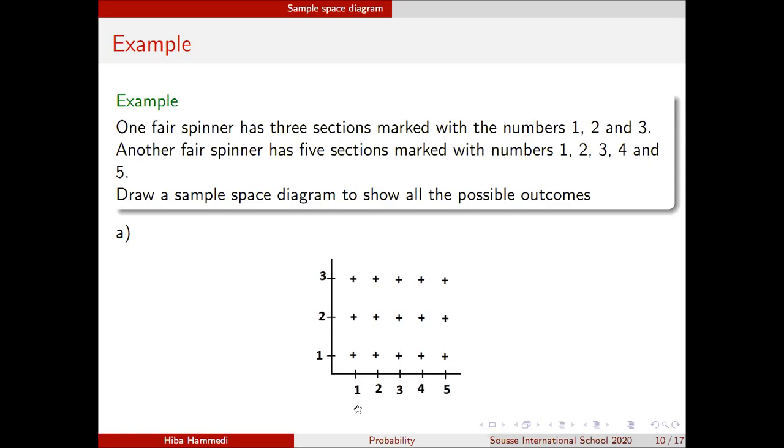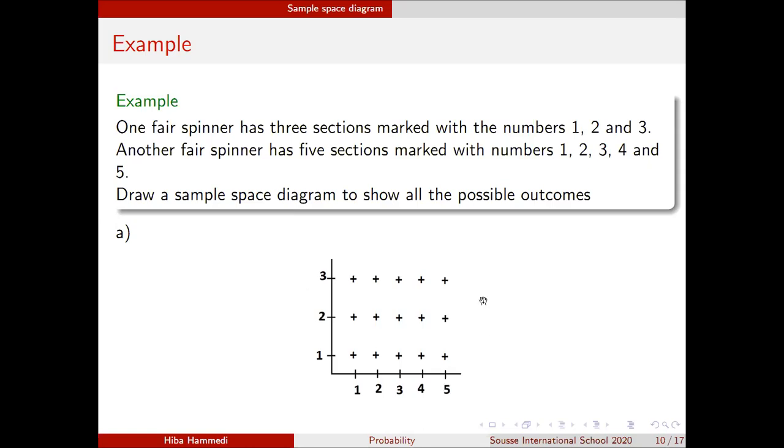And this one for the second spinner, I have 1, 2, 3, 4, 5. And I will just put pluses on all the meeting points, or let's say the crossing points between this line and this line, this line and this line. Yeah, so columns and rows. Okay, so all the crossing points, I will put them here, all the meeting points of there.